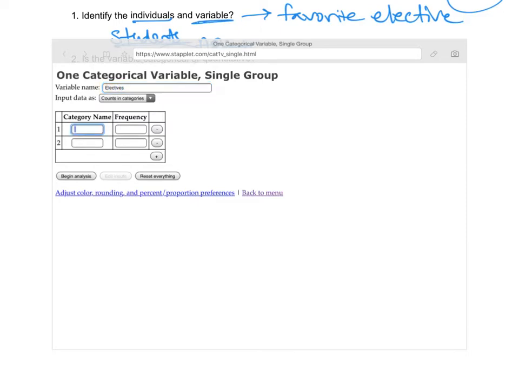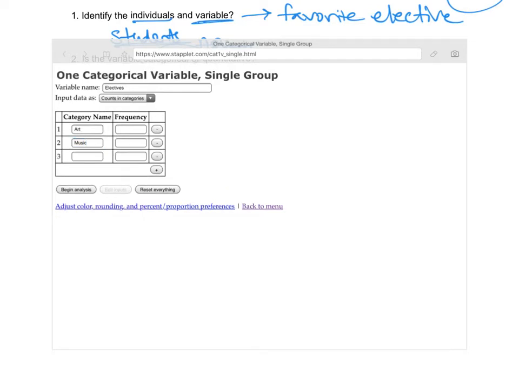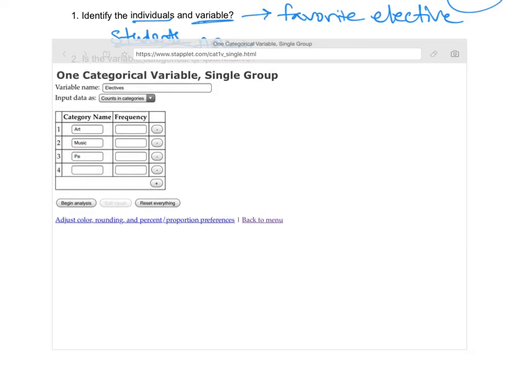And then our category names. So the first one was art. And then the next one was music. And I'm going to hit this plus button right there to add the next one, which is PE. Oopsie, I want them capitalized. I want this to look nice. PE. And after PE was foreign language. I'll just abbreviate that with FL for foreign language.